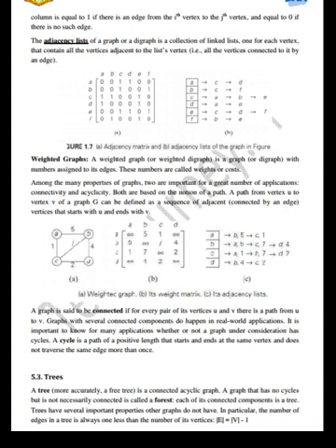Now let us see trees. A tree, more accurately a free tree, is a connected acyclic graph. A graph that has no cycles but is not necessarily connected is called a forest. Each of its connected components is a tree. Trees have several important properties other graphs do not have. In particular, the number of edges in a tree is always one less than the number of its vertices. |E| = |V| - 1.